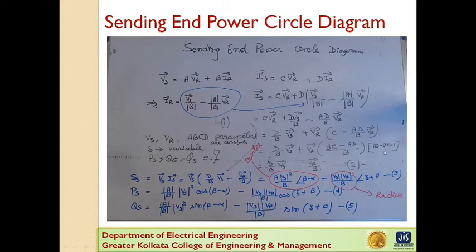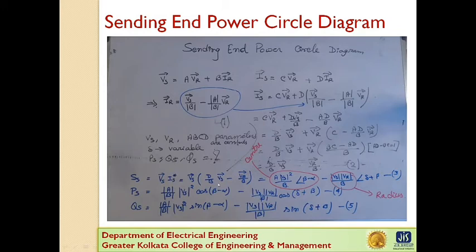We all know that AD minus BC is equal to 1. So BC minus AD is equal to minus 1. So the equation becomes IS equals D by B VS minus VR by B. This is our first equation and this is our second equation. Now sending end apparent power is equal to VS IS conjugate.